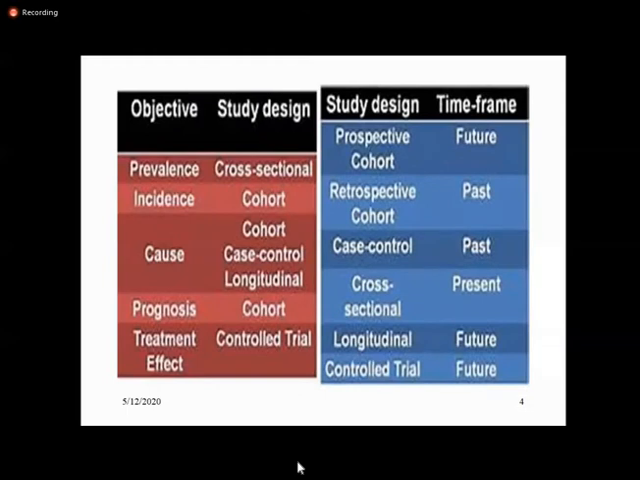You can understand the study design by objective or by the time frame. Suppose your study design is to just see the prevalence in the community or in the population. For that objective, the cross-sectional study is quite better, because cross-sectional gives you the overview of the population sample of a whole population. So the cross-sectional study is also known as the prevalence study.